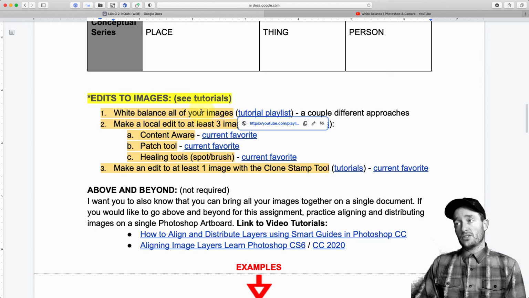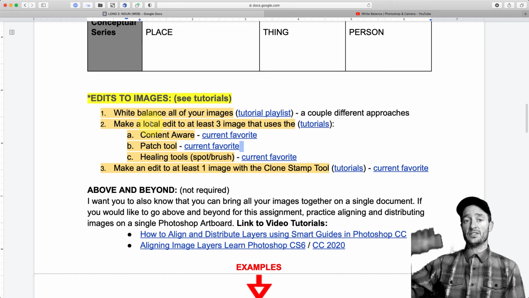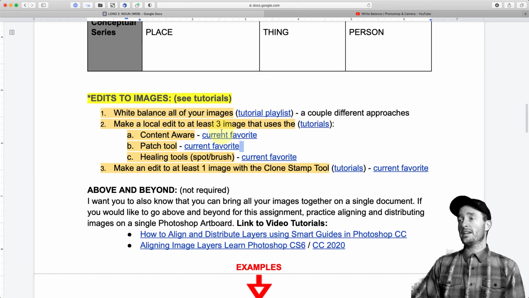I want you to white balance all of your images. Now, I want you to also do a local edit to at least 3 of the images, okay? At least 3 of your images of your total 9, okay? And I want you to use Content Aware, Patch Tool, and Healing Tools.